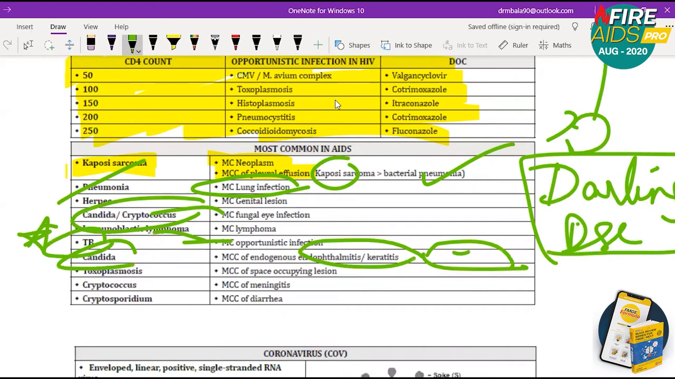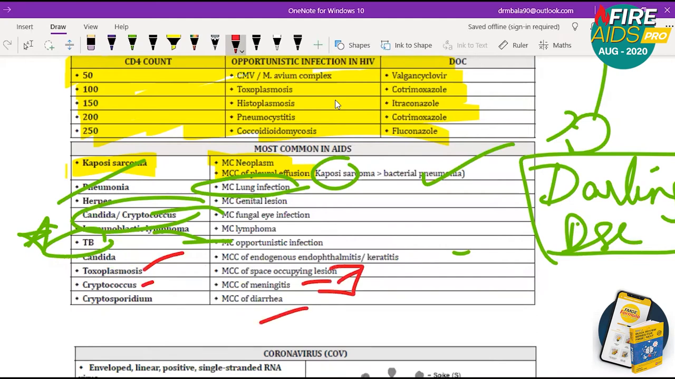Space occupying lesion. When the brain is affected, we are going to talk about toxoplasmosis or crypto. So you need to remember it is toxoplasmosis here. So space occupying lesion means the brain is affected, I said, and again meningitis, toxoplasma and crypto. So crypto is for meningitis. We already saw this. Space occupying lesion means toxoplasmosis. And last is diarrhea. So diarrhea, cryptosporidium.